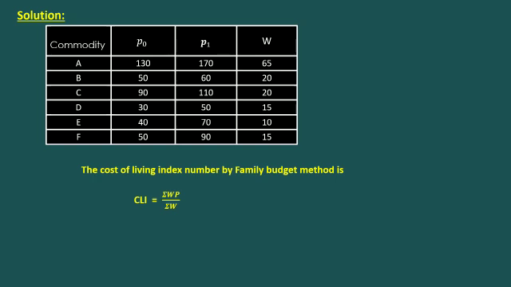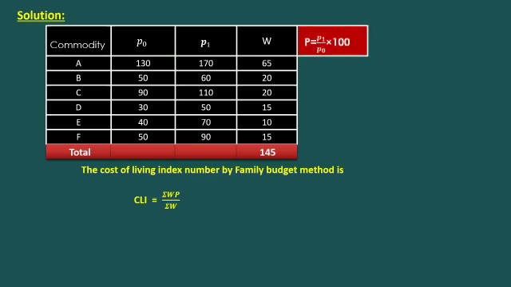Here, we know the weight of each commodity. Hence, by totaling all the values of W, we get summation W as 145. To obtain summation WP, we will have to calculate WP for each commodity. So first let us compute P, that is the price relative. According to the formula, P is equal to P1 divided by P0 into 100, where P1 is the current year price and P0 is the base year price.